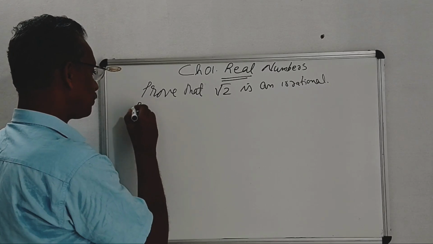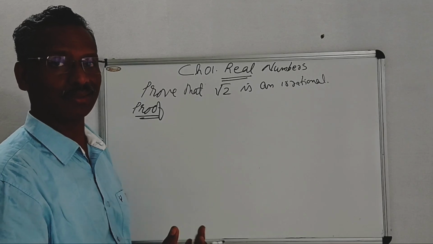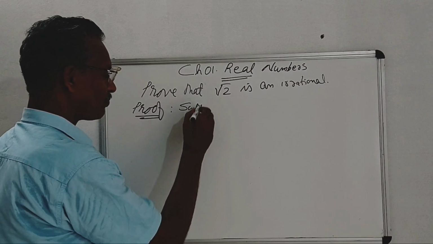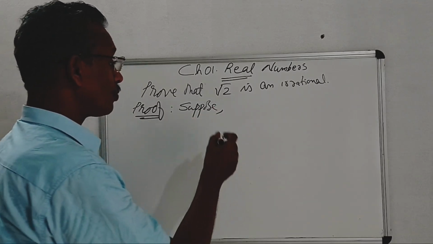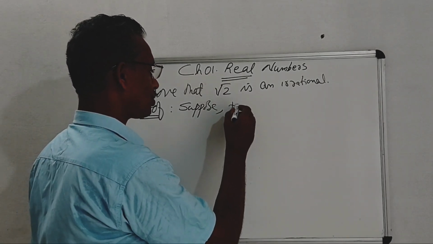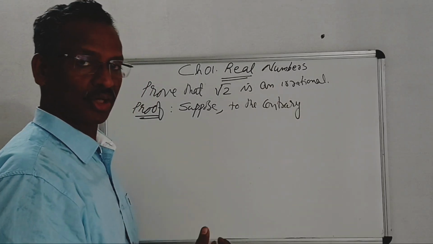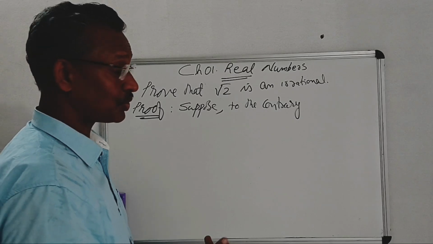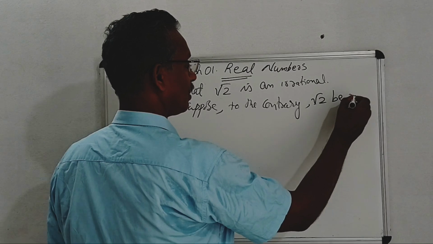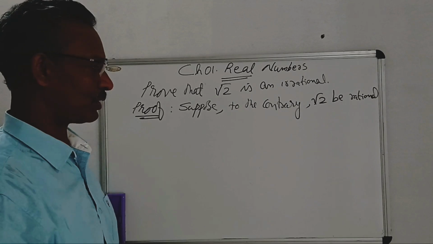So how do we start the proof? We are doing it with the contradiction method. This is a little bit different from the normal method. What is the meaning of the contradiction method? Whatever we have to prove, its opposite we have to assume. To the contrary, contrary means what we have to prove, its opposite we are assuming. Let root 2 be rational.